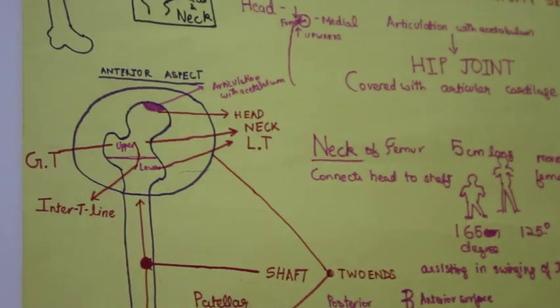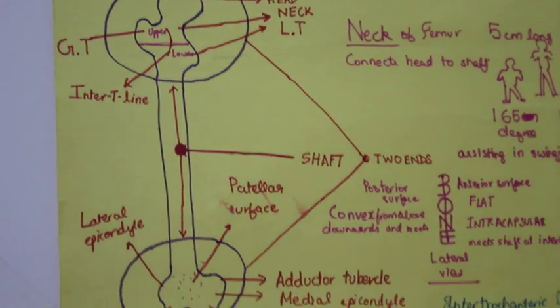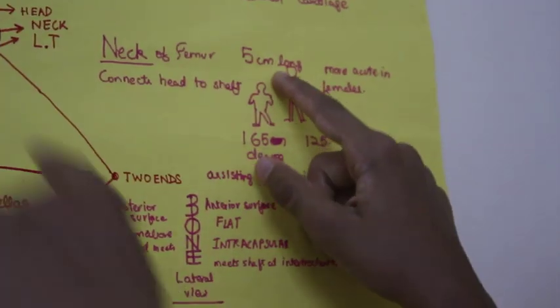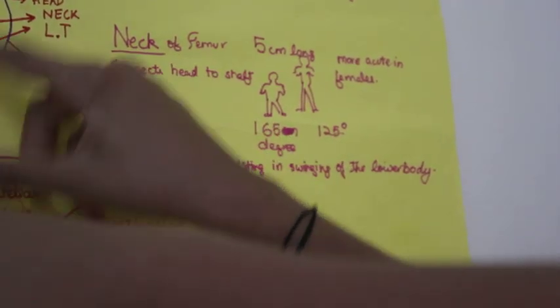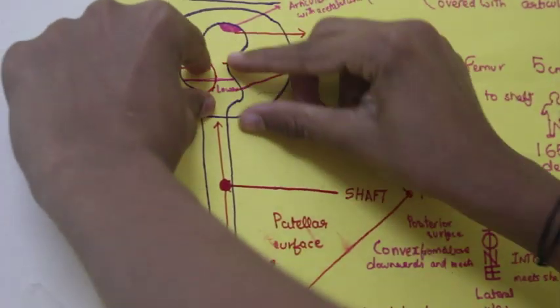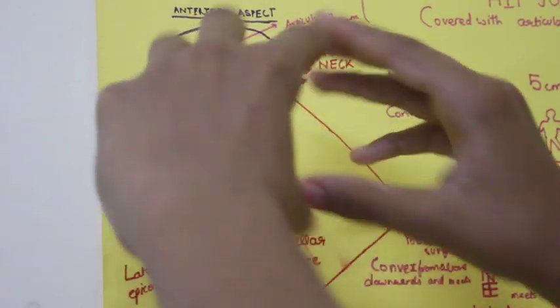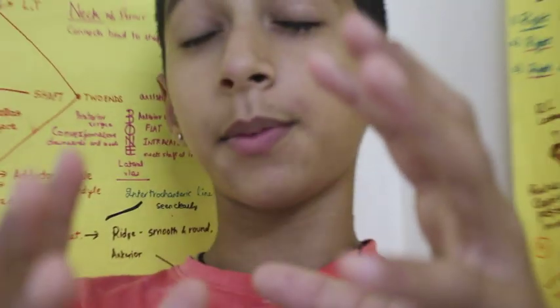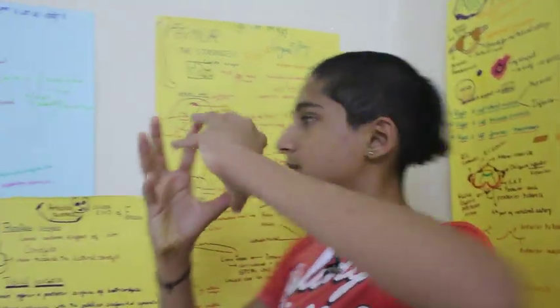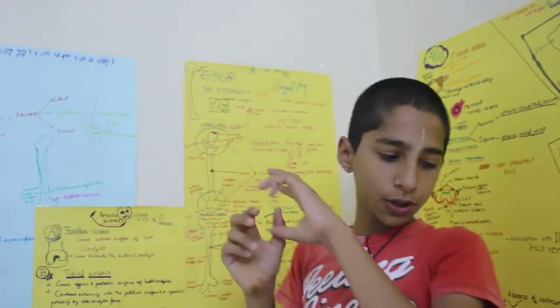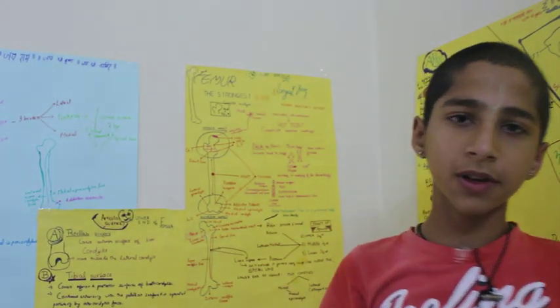So now we should go to the neck of the femur. The neck of the femur is 5 centimeters long, and it connects the head to the shaft. So this portion is the neck. What you see here is more than half of a sphere. The lower portion is the only portion that is excluded from the sphere.